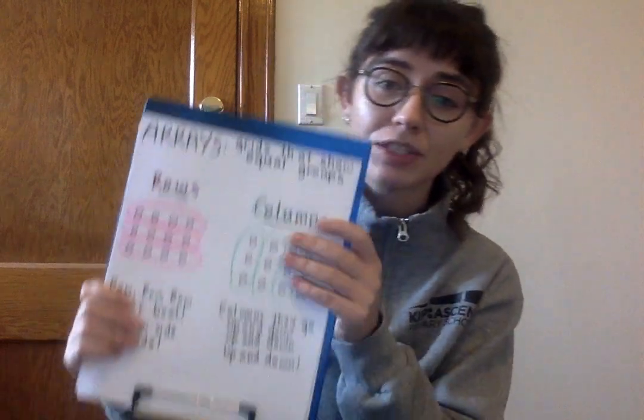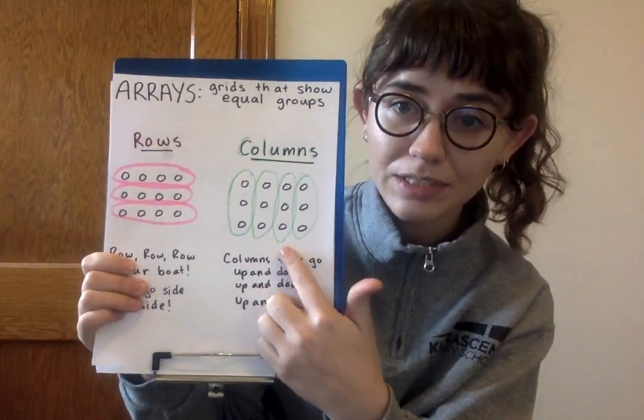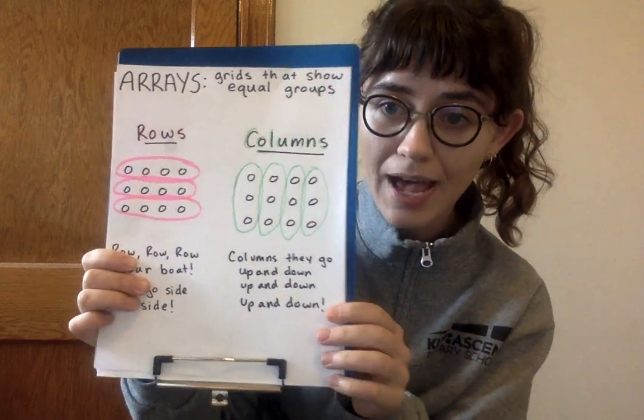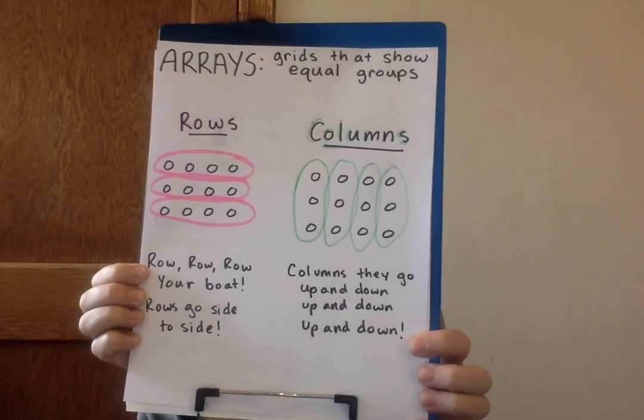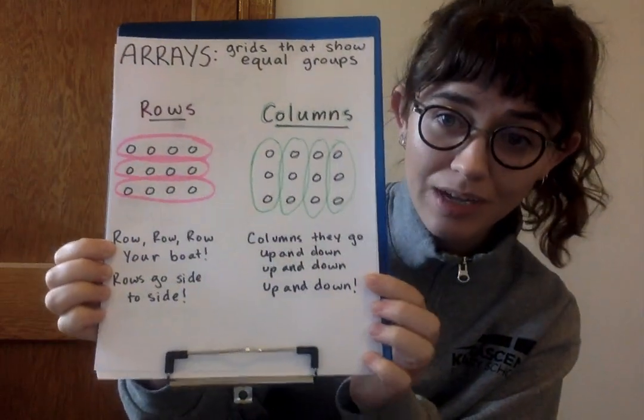So today we're working on writing repeated addition sentences from a picture of an array. When I look at a picture of an array, it's a grid with rows and columns that shows equal groups. So let's go ahead. You can take a picture of this chart right now. And then let's sing our rows and columns songs.